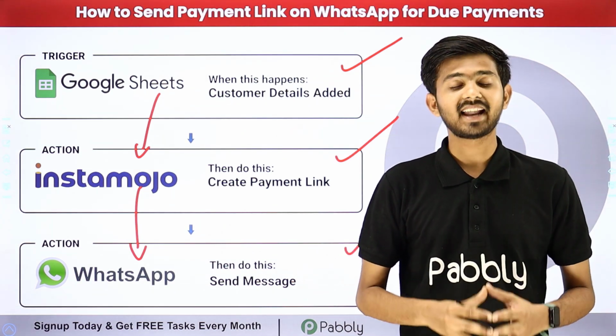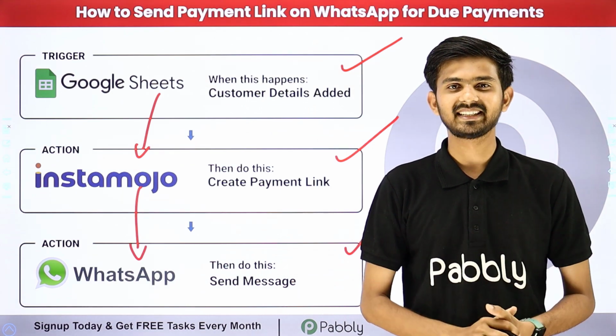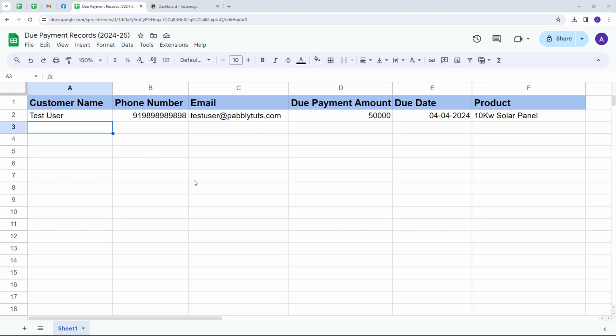So how am I going to build this connection? For that, let me take you to my computer screen. I hope you can all see my computer screen, and today I'm going to show you how we can send payment links on WhatsApp for due payments using Google Sheets and Instamojo. I was very tired of manually creating payment links and sending them on WhatsApp on a regular basis to remind my customers about their due payments.